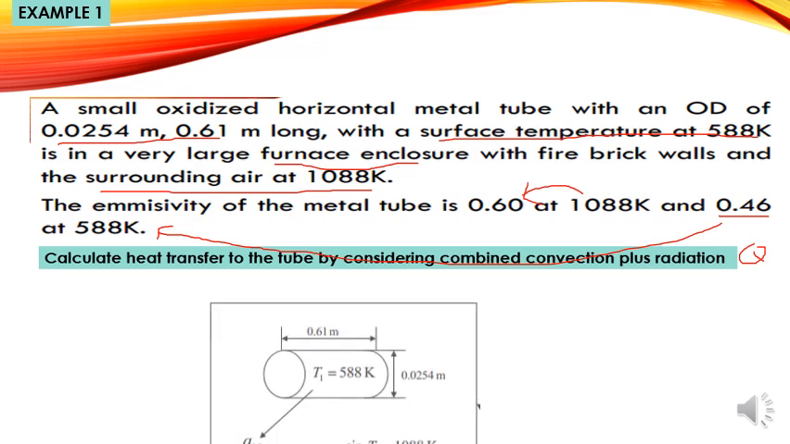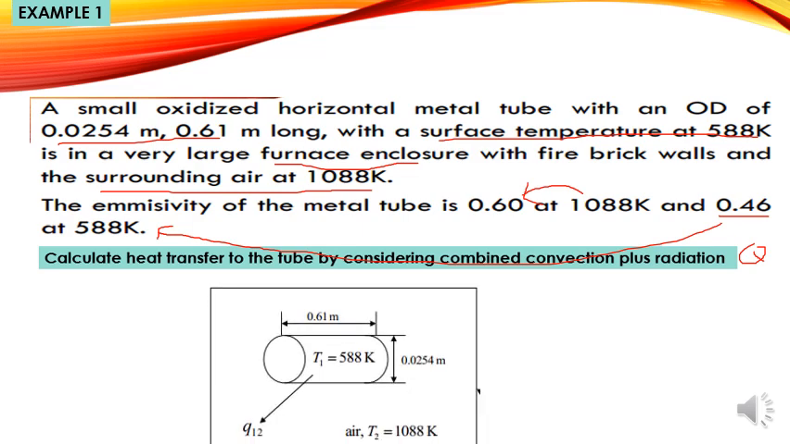And if I simplify the diagram, it looks like this. So actually this is the same question that we did in part 2, in the case of radiation from the surroundings to a small object. The only difference is that in this case, we consider combined convection plus radiation. So how can we determine the Q in this case? By considering both mechanisms at the same time.